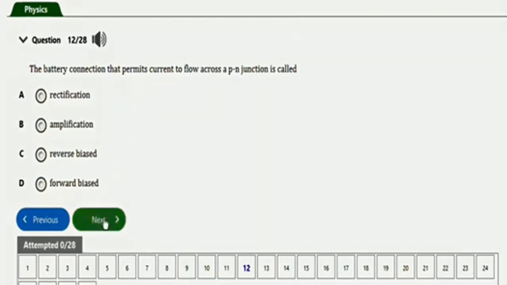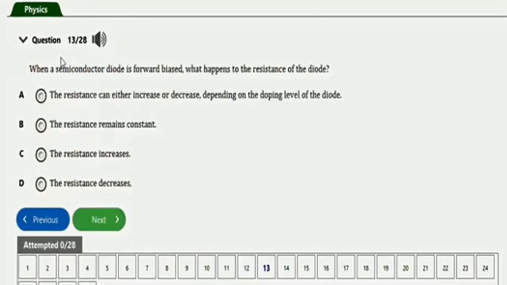Next question will be this one. It says when a semiconductor diode is forward biased, what happens to the resistance of the diode. The resistance can either increase or decrease depending on the doping level of the diode. The resistance remains constant, the resistance increases, the resistance decreases.